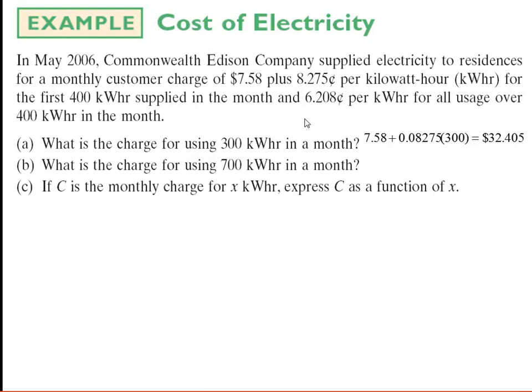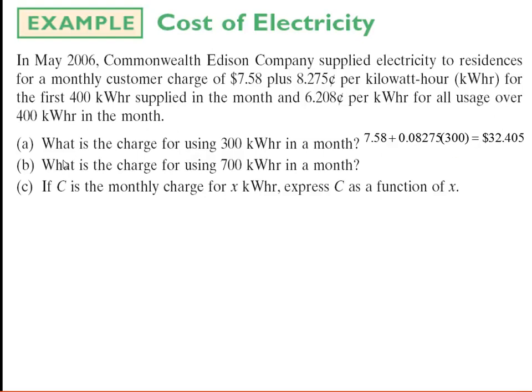So here's my calculation. I've got the flat fee of $7.58 and then the $0.08275 times the 300 kilowatt hours, which gives me $32.41 if I were to round.